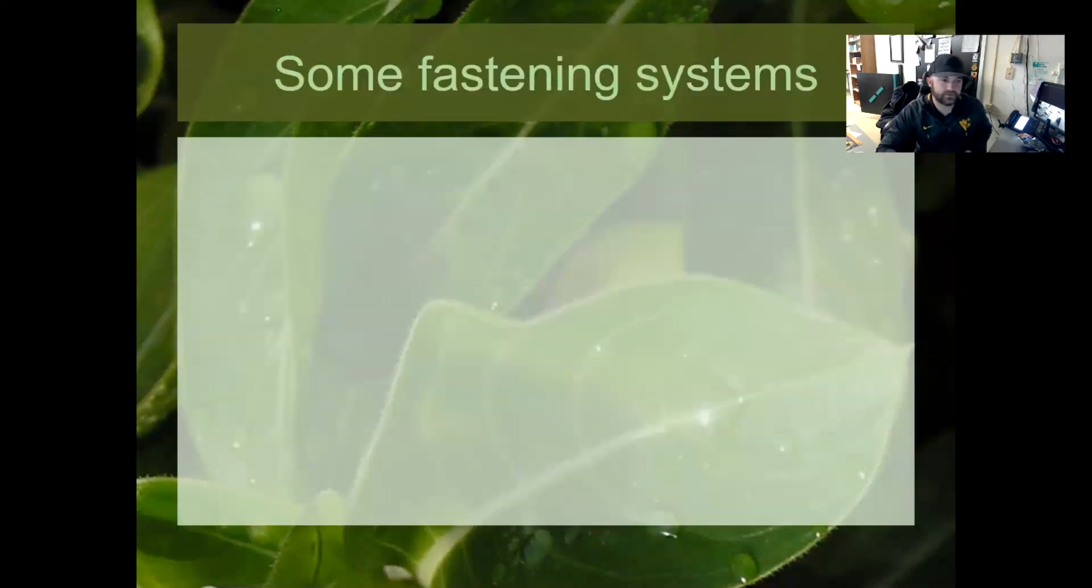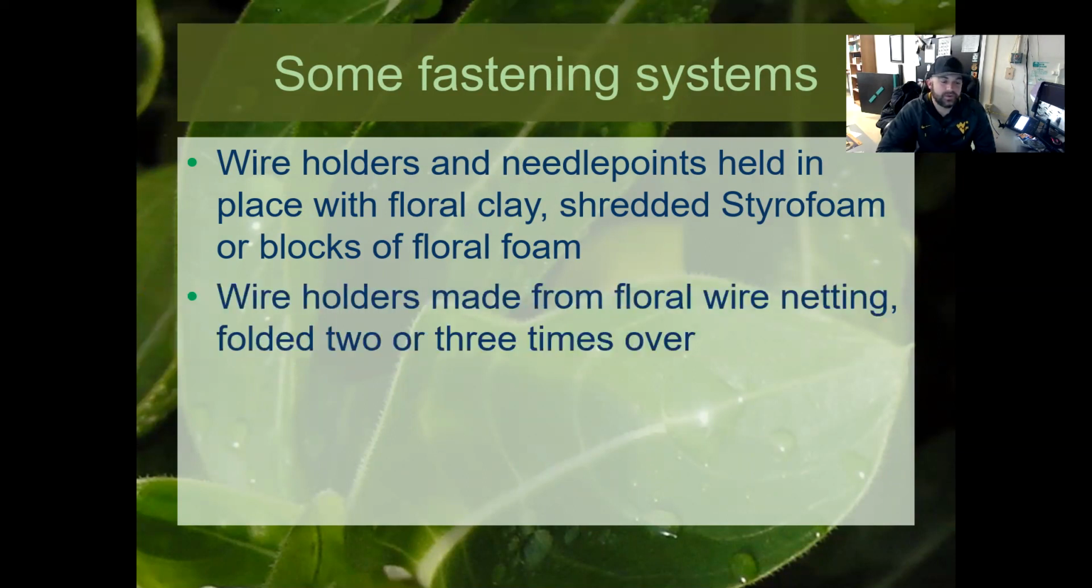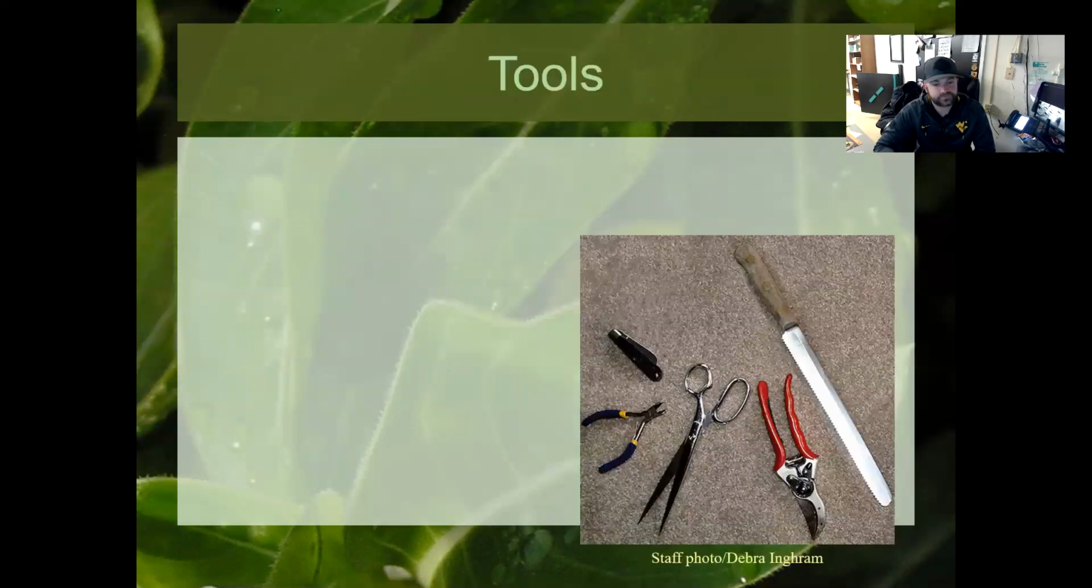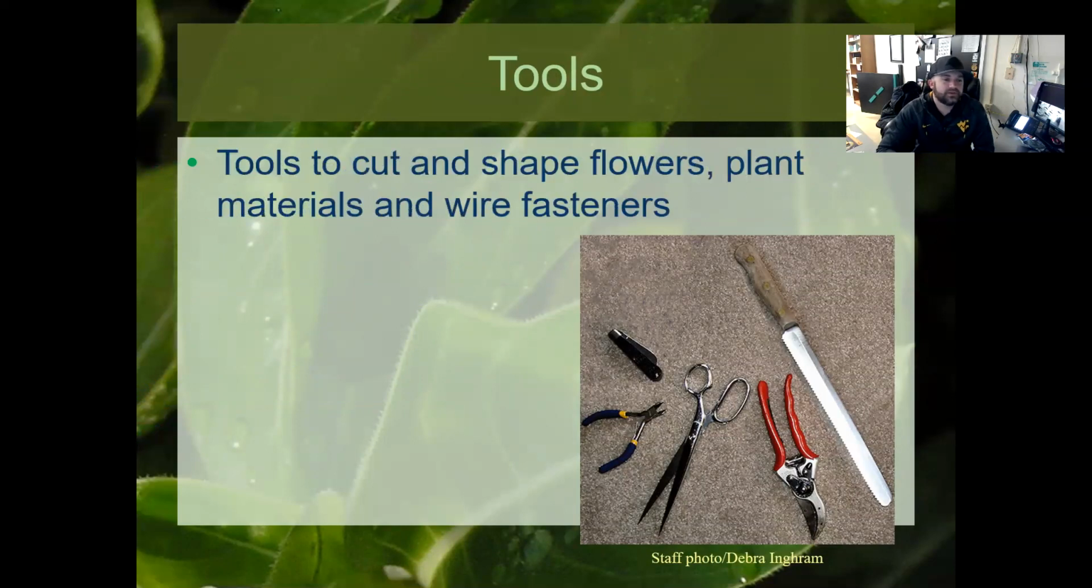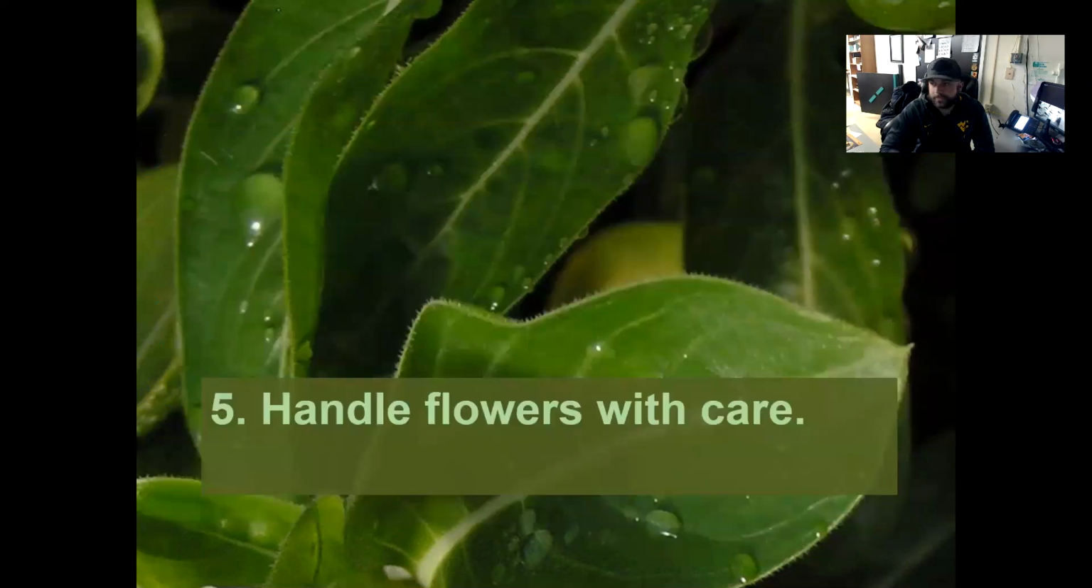So organize fasteners and tools. Some fastening systems: wire holders and needle points held in place with floral clay, shredded styrofoam, or blocks of floral foam. Wire holders made from floral wire netting, folded 2 or 3 times over. Straight wire, 16 to 24 gauge, for supporting stems. And some of the tools to cut and shape flowers, plant materials, and wire fasteners. Some useful tools: a sharp knife, hand pruning shear, tin snip, or wire cutter.